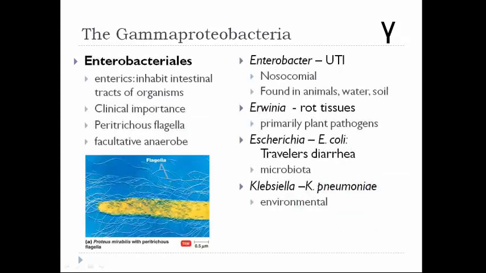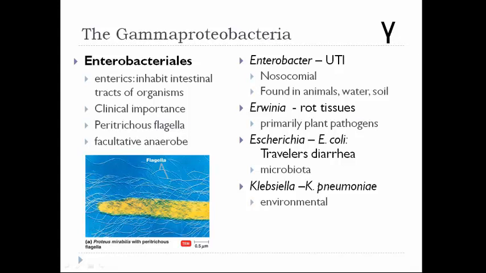Now, this group here in the gamma proteobacteria are enterics, and enterics mean that they inhabit the intestinal tracts of organisms. So you find them there. But they are of clinical importance because they cause disease. First, we have Enterobacter. It causes UTI. Normally, that's what it causes, urinary tract infection. It is a nosocomial, aka hospital-acquired, but you find it in animals, water, and soil. But it's usually more dangerous to people who are immunosuppressed.